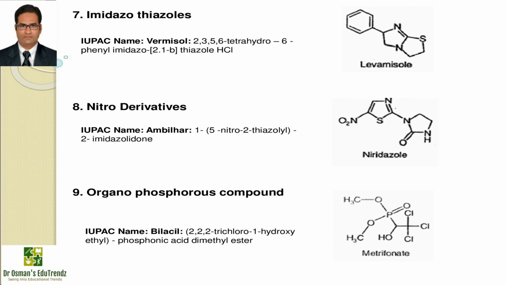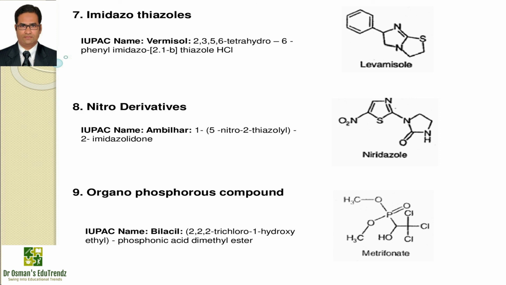Moving on to the nitro derivatives, example is niridazole, which is available with the brand name Ambilhar, and IUPAC name is 1-(5-nitro-2-thiazolyl)-2-imidazolidinone. This drug is used as a choice in treatment of schistosomiasis and dracunculiasis. This drug is believed to selectively act on the reproductive tract and by interfering with the egg forming process in the female parasite.